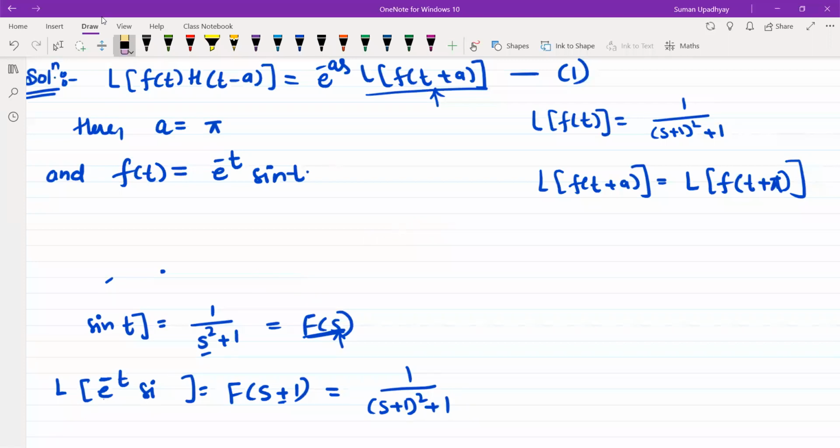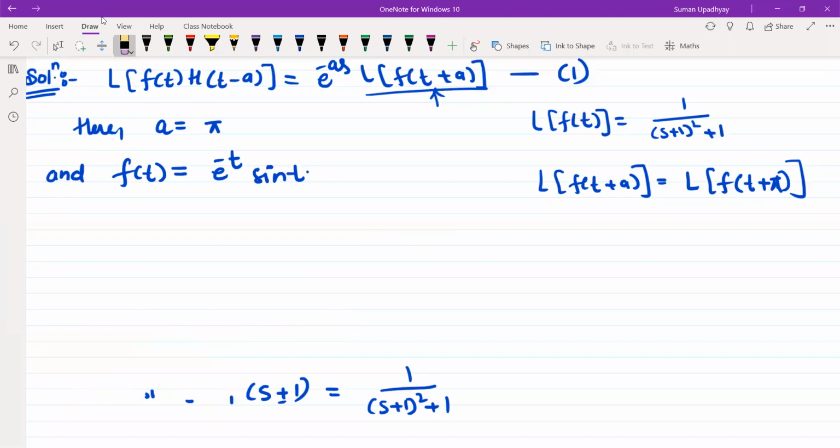Did you understand the mistake? What I'm talking about? Yes, ma'am. I had to calculate Laplace of f of t plus a, but I calculated the Laplace of f of t. So first we have to find f of t plus a, right at the starting. All right, let us do that.